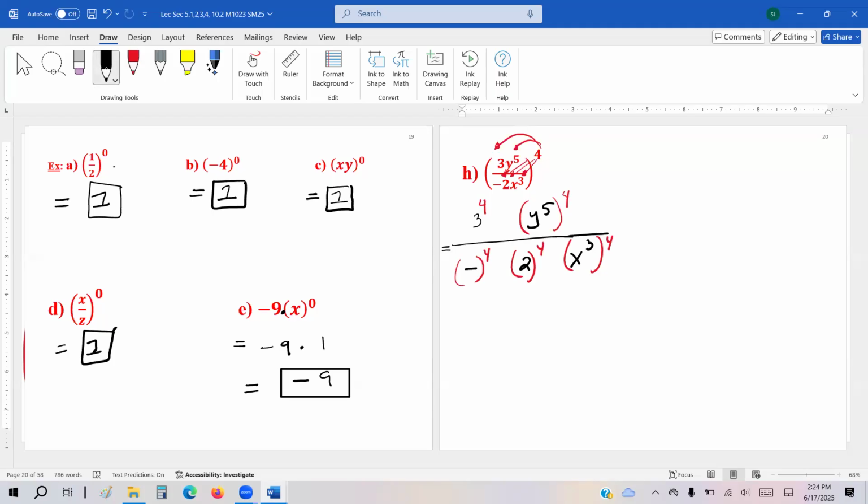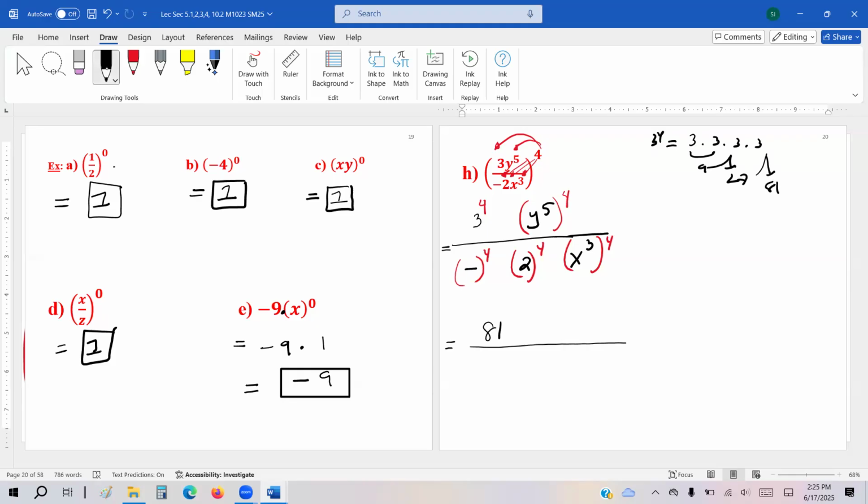So 3 to the 4 means 3 times 3 times 3 times 3. What do you have? 3 times 3? 9. 9 times 3? 27. And now what is 27 times 3? This is another thing you have to remember. It's 81. 3 to the 4 is 81. So this gives you 9, this gives you 27, and this gives you 81.